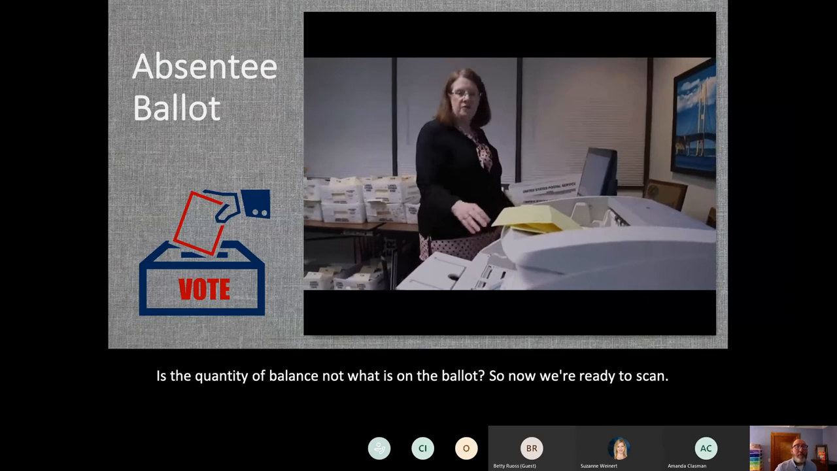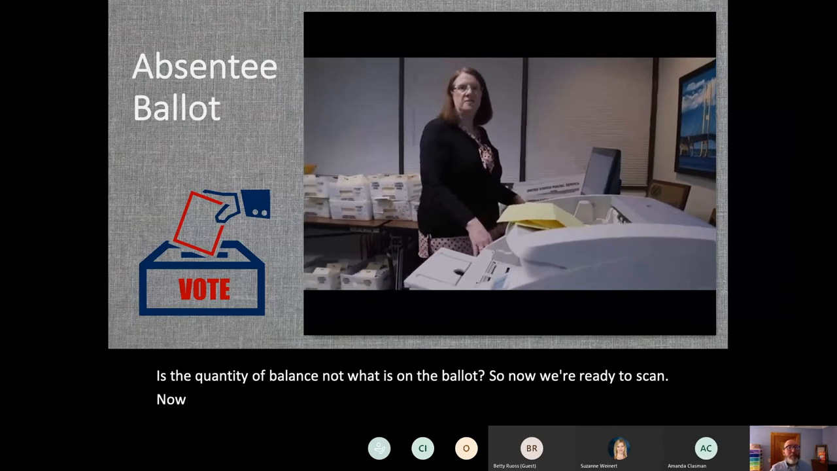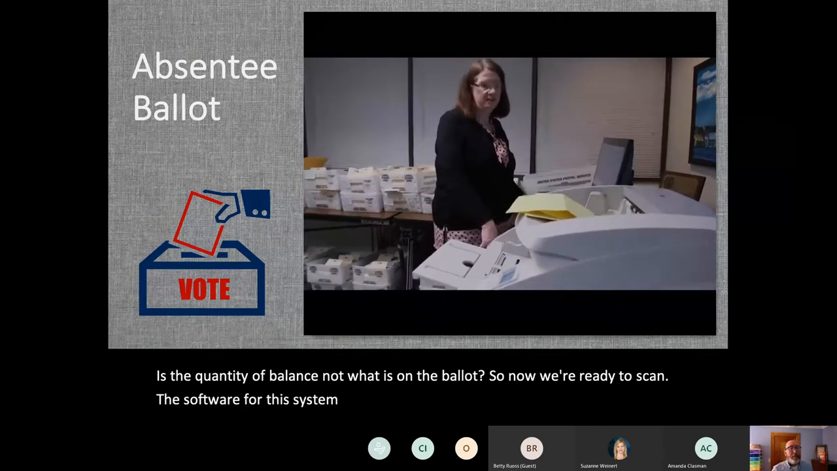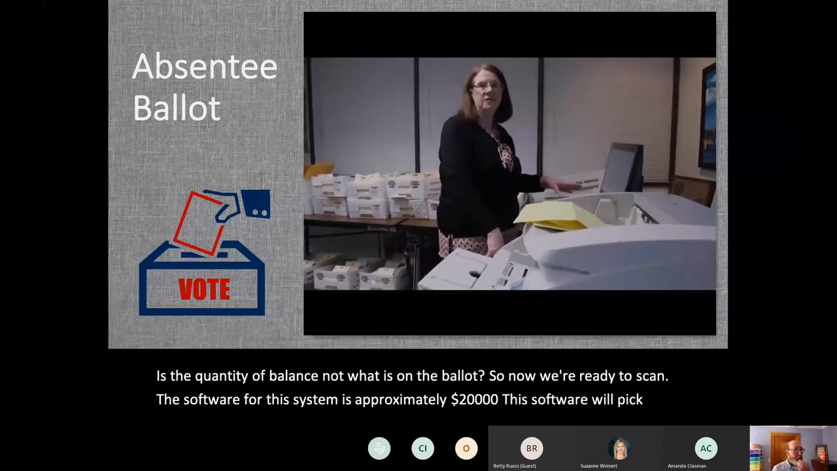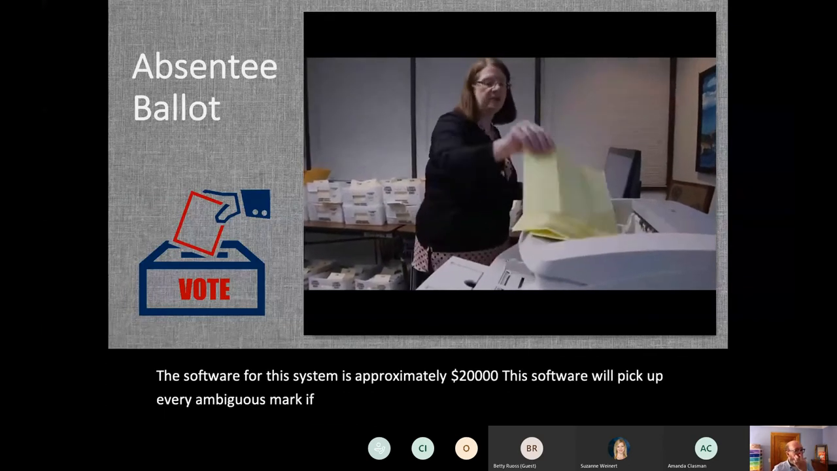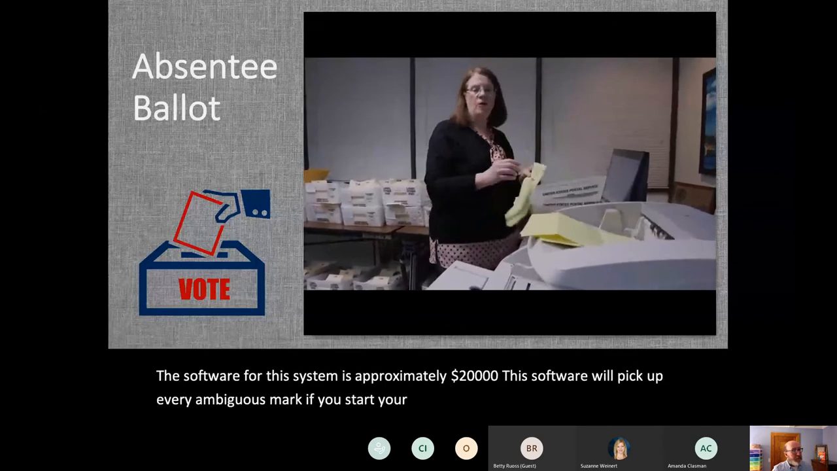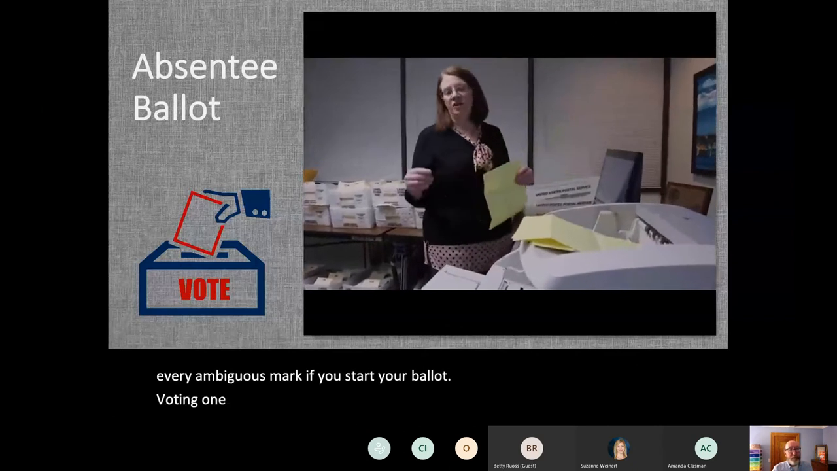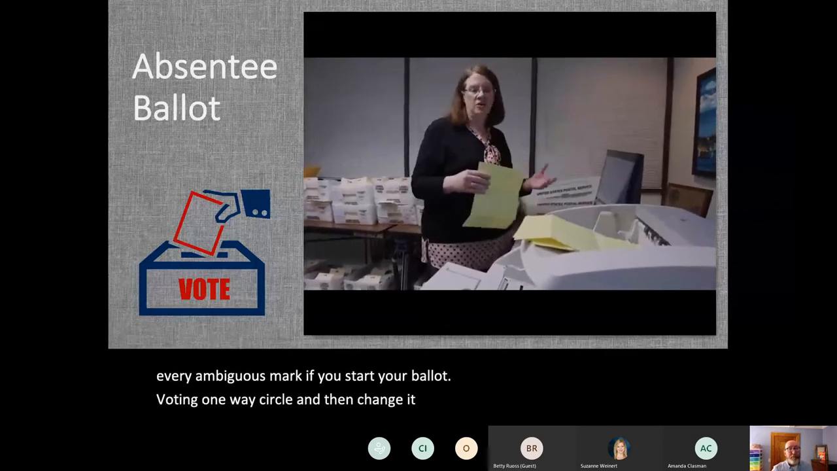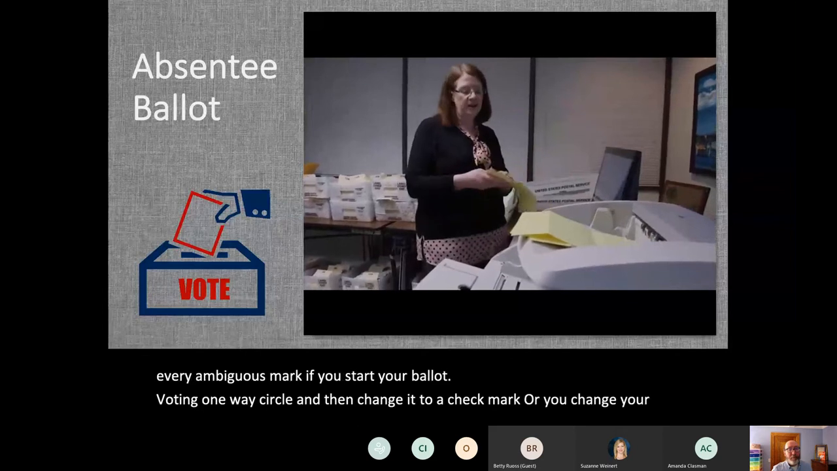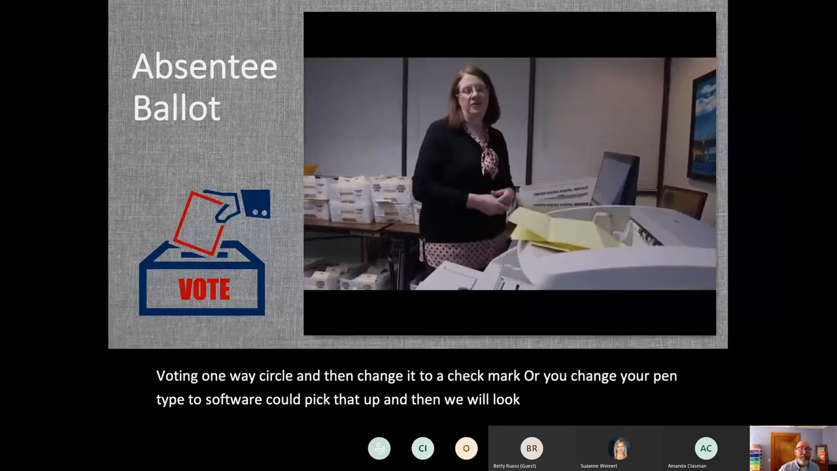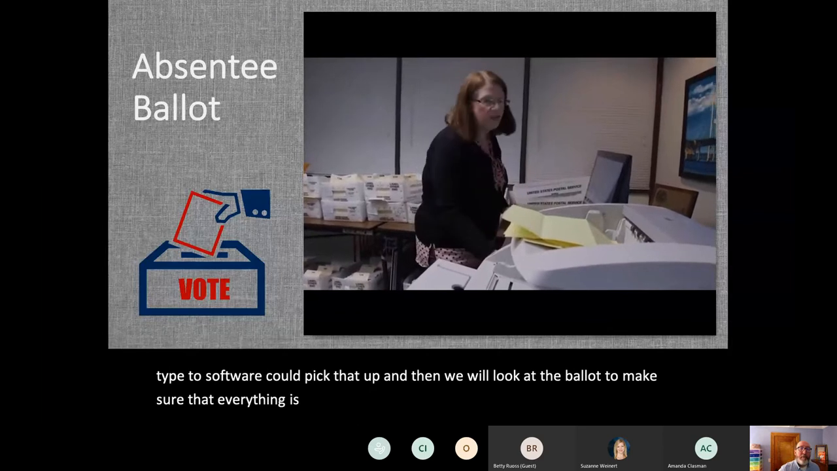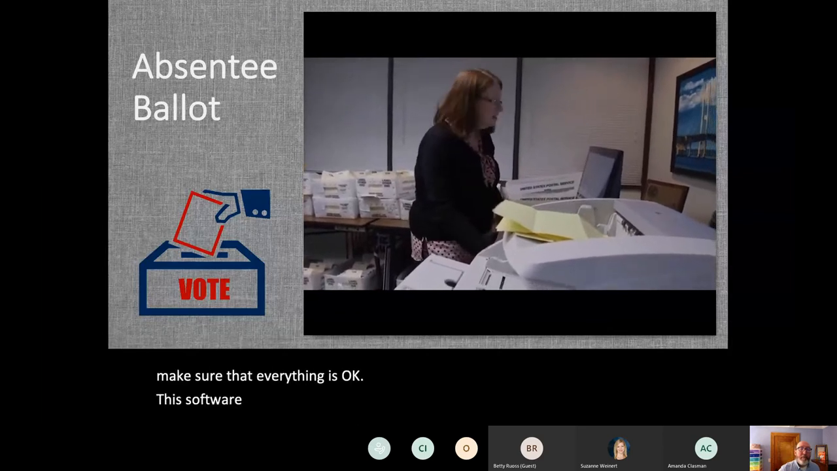Now the software for this system is approximately $20,000. This software will pick up every ambiguous mark. If you start your ballot voting one way, you circle and then change it to a check mark, or you change your pen type, the software could pick that up, and then we will look at the ballot to make sure that everything is okay on it. This software is very, very sensitive.